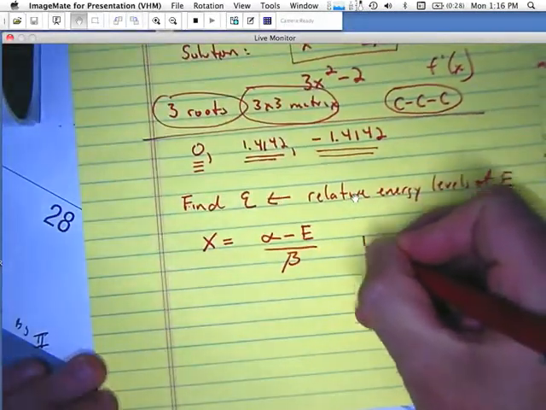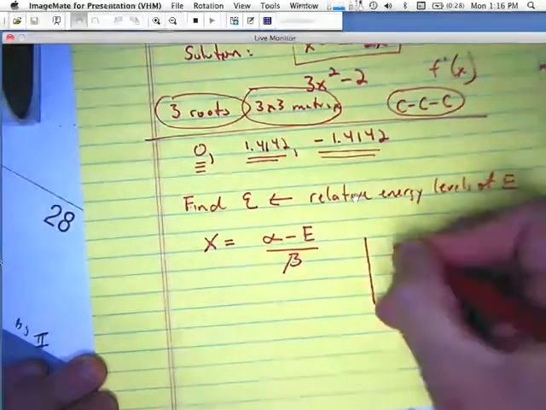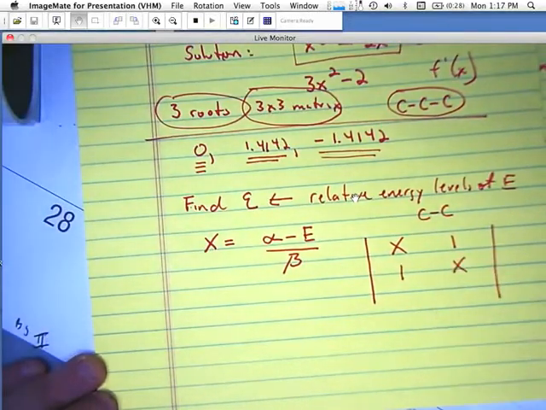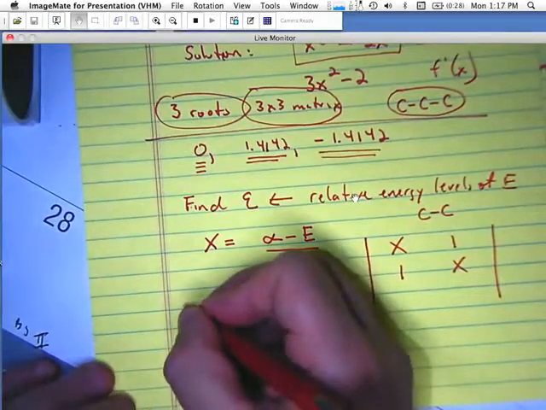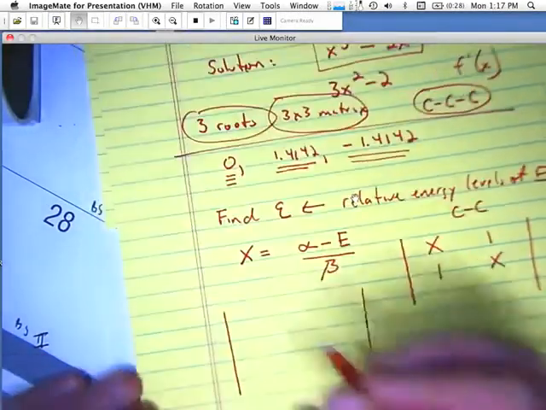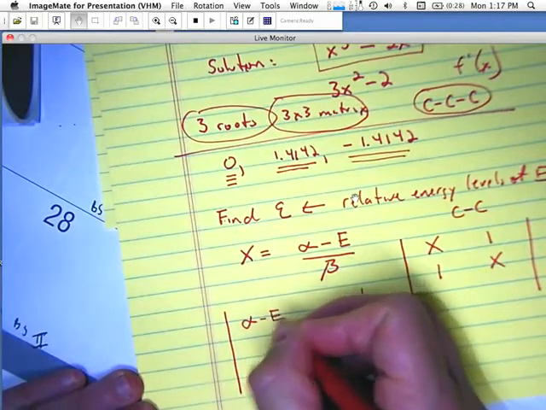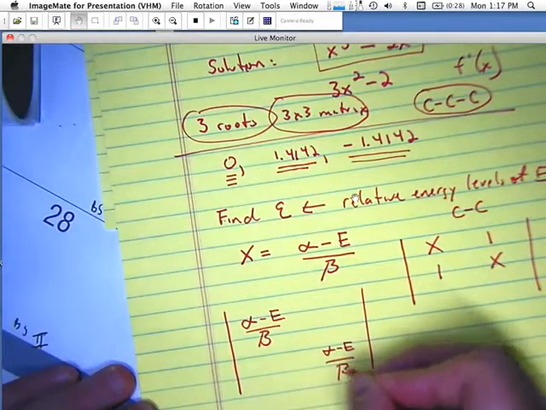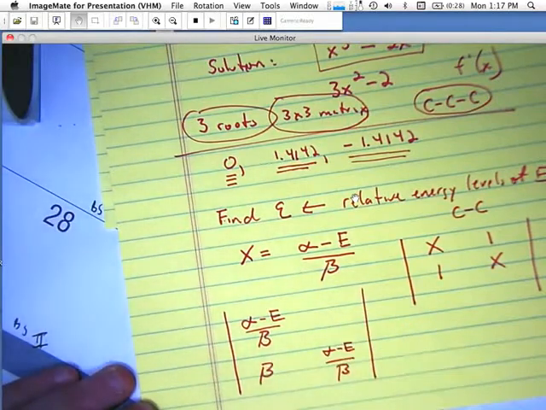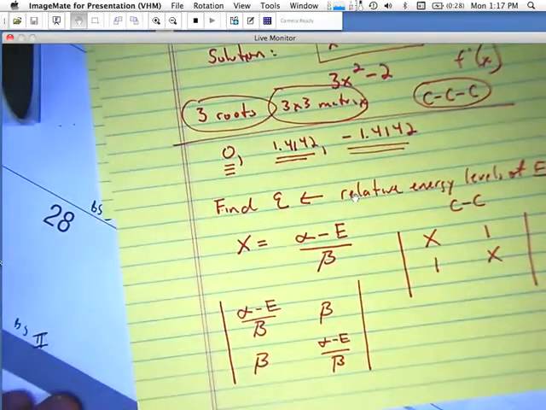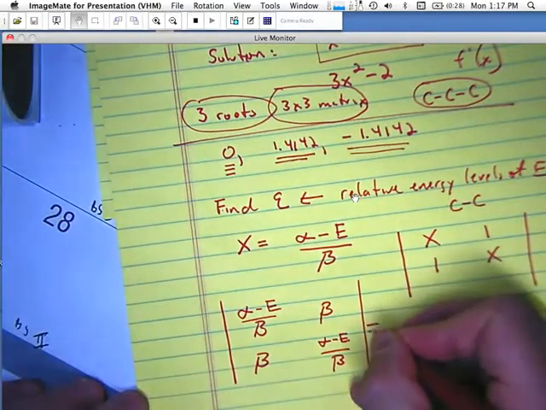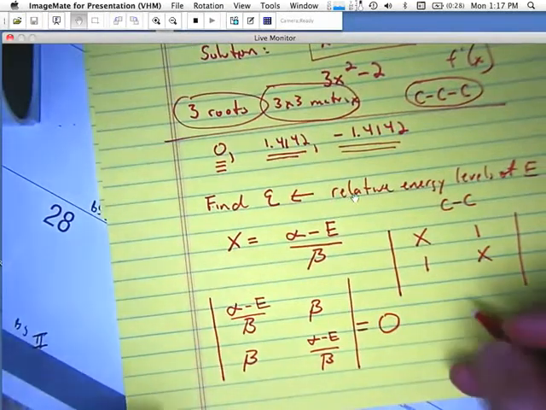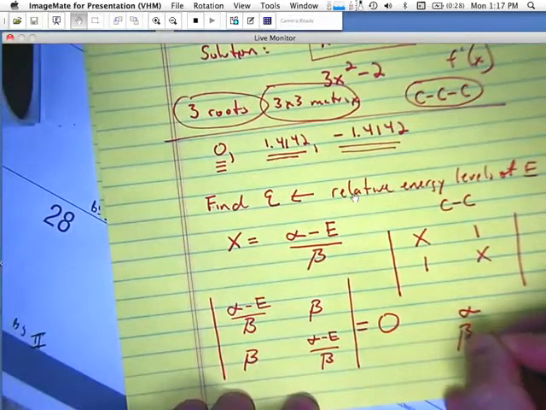Let's go back to my two carbon molecule. What you should be able to see there is I can substitute in alpha minus E over beta, and alpha minus E over beta. For the ones, they're going to be just beta, so I'm going to put beta there. And if there's a 0 there, that would be a 0. And all of that is equal to 0. The question you may now be asking is, what are alpha and what are beta?